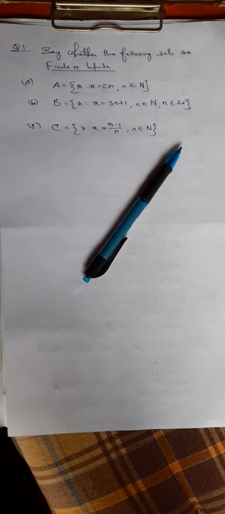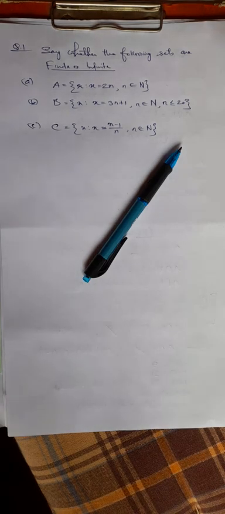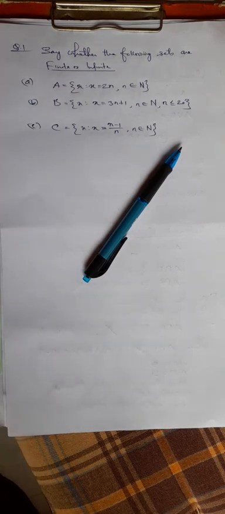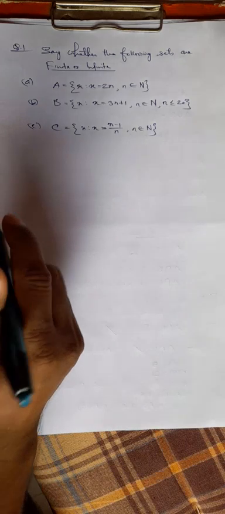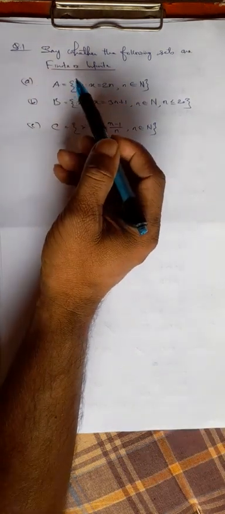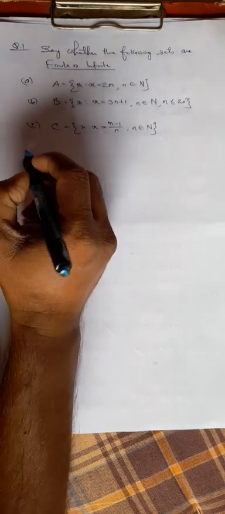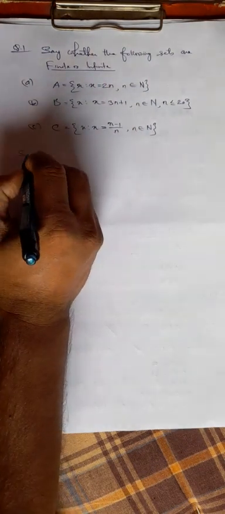We have already discussed the operations on sets and some properties, and we have also discussed the concept of Venn diagram. Here we will discuss a few problems on operations on sets. Now question number 1: say whether the following sets are finite or infinite.